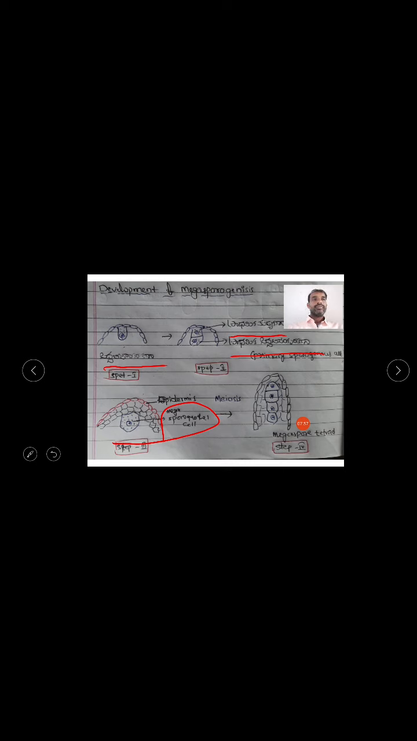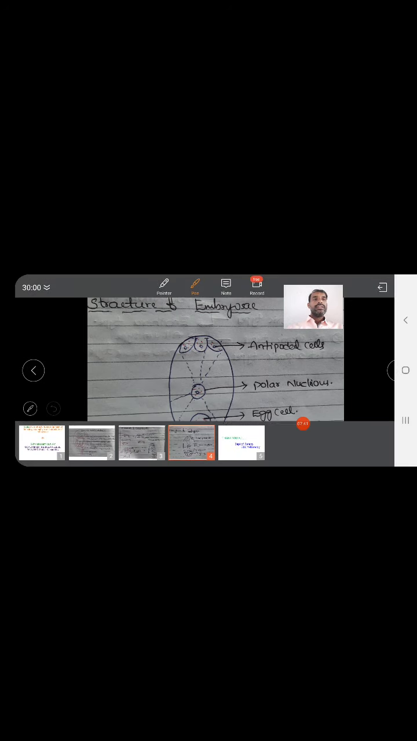Hence, now I can explain the structure of the embryo sac. See, the embryo sac structure. What is the embryo sac structure? In the embryo sac structure, there are majorly three parts.